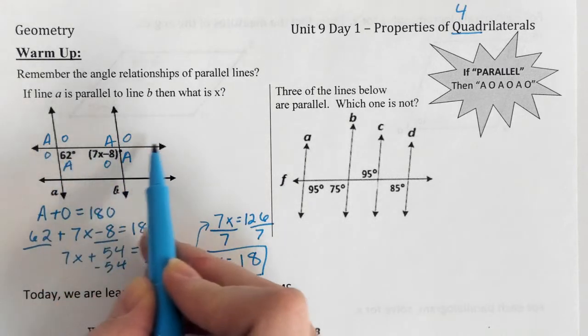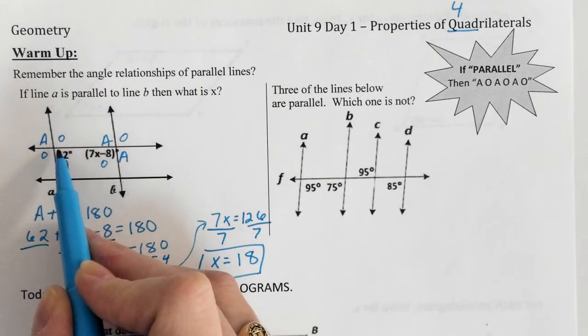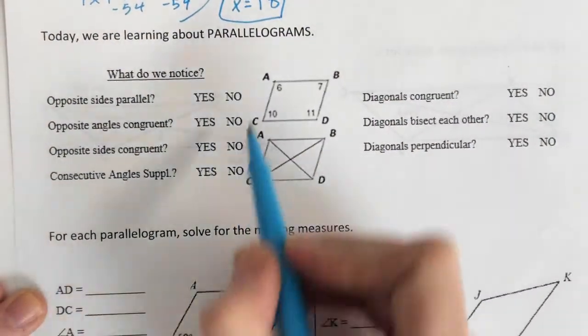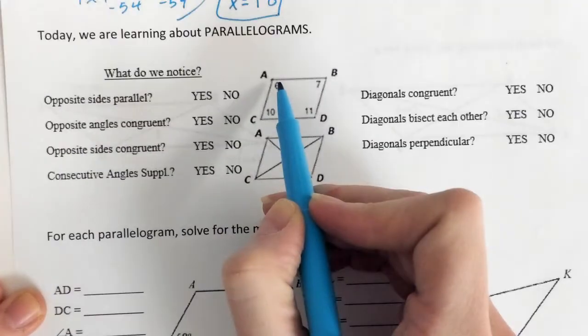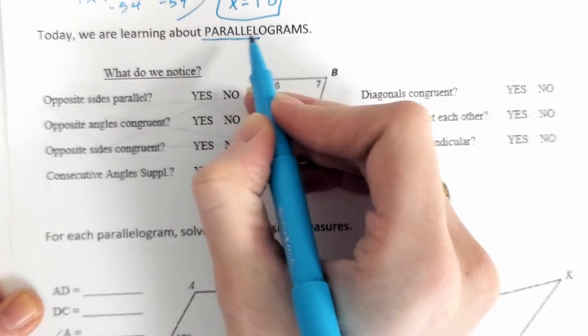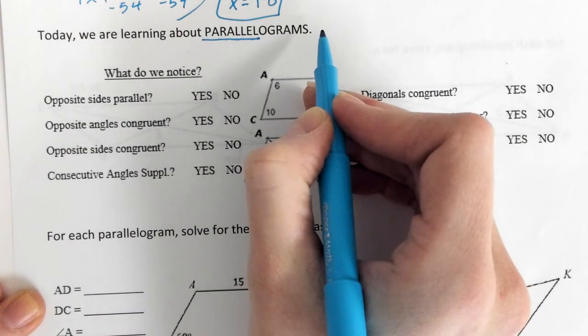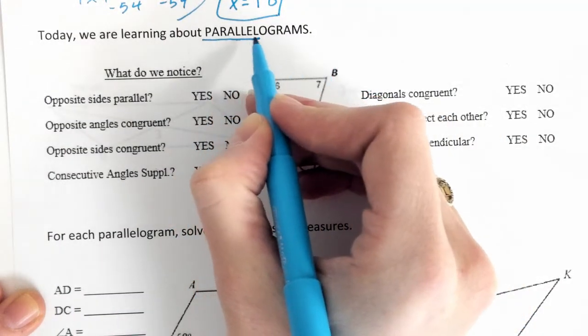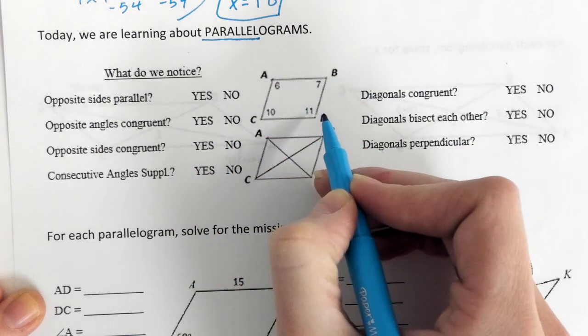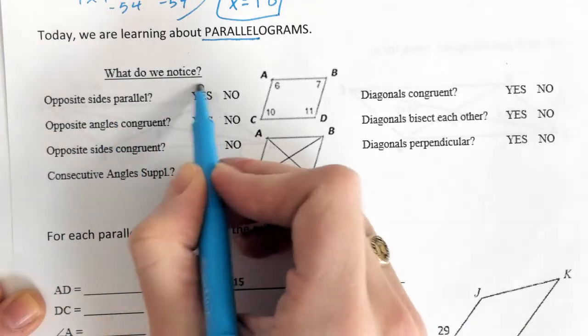So if you notice with our parallel lines here, we have a four-sided shape forming in the middle. You slide your paper down. That four-sided shape is called a parallelogram. Try saying parallelogram. It's a very long word, but it has the word parallel in it because the sides are parallel. So opposite sides are parallel.